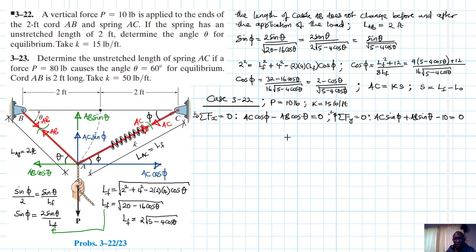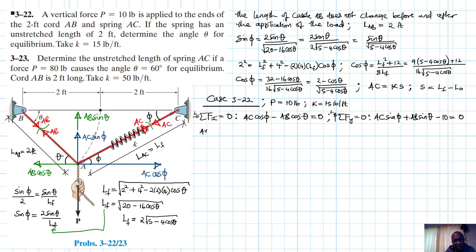So we have these two equations. How many unknowns do we have? We have theta, phi, AC, and AB. So we need a minimum of 4 equations. We've already found some, which is great. Let's simplify this before we move on. We have the summation of forces in the x and y equations.